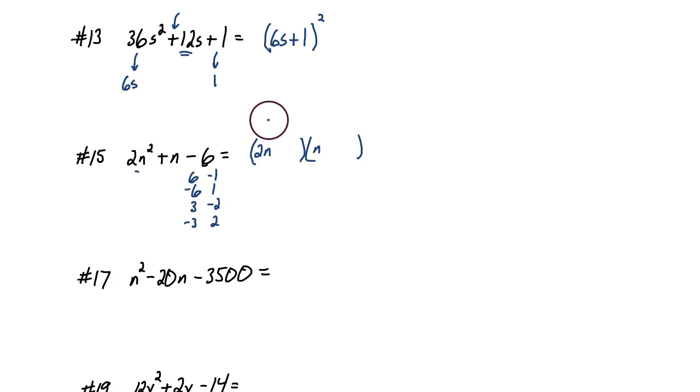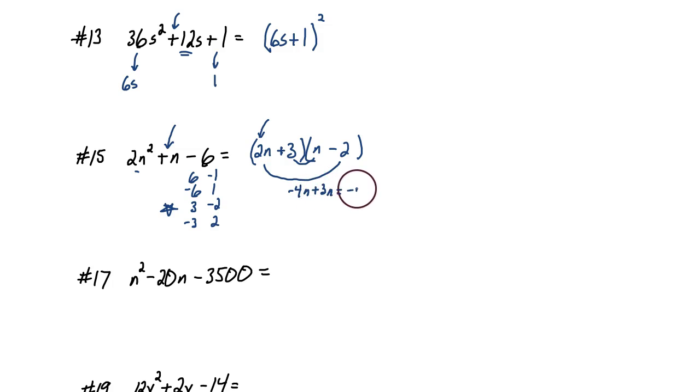However, this problem has a 2 out here. We have to take that 2 into account when we're trying to make the middle term combine to positive 1n. Which pair of numbers should we try? If we try the wrong pair, we'll just erase it and try again. I'm going to try the 3 and the negative 2. If I put the positive 3 here and the negative 2 here, let's check what the outer and inner product combine to. 2n times negative 2 is negative 4n, and 3 times n is positive 3n.